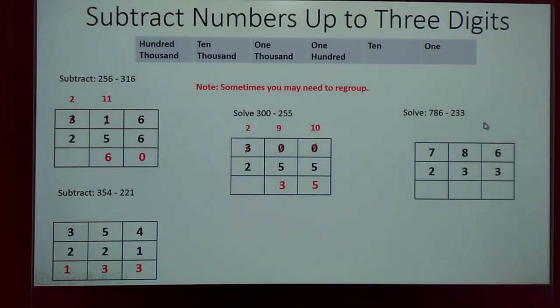Okay, now let's solve this one, shall we? Well, we know that my bottom numbers are not greater than my top numbers, so we don't have to worry about regrouping on this one. So we just subtract straight down. 6 minus 3 is 3. Okay, now 8 minus 3 is 5, and then 7 minus 2 is 5. And that is how you subtract up to 3 digits with regrouping. Because remember, you can only have one digit in each column.